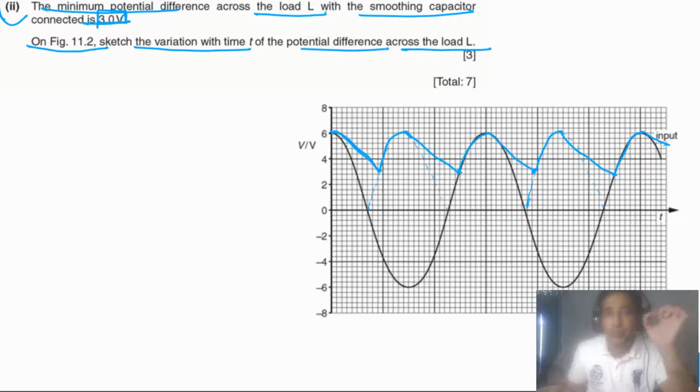A bit tricky question. Maybe most of the students will get confused with this one, how to draw on the AC signal, because most of the time in the exam they will ask you to draw on a rectified signal.